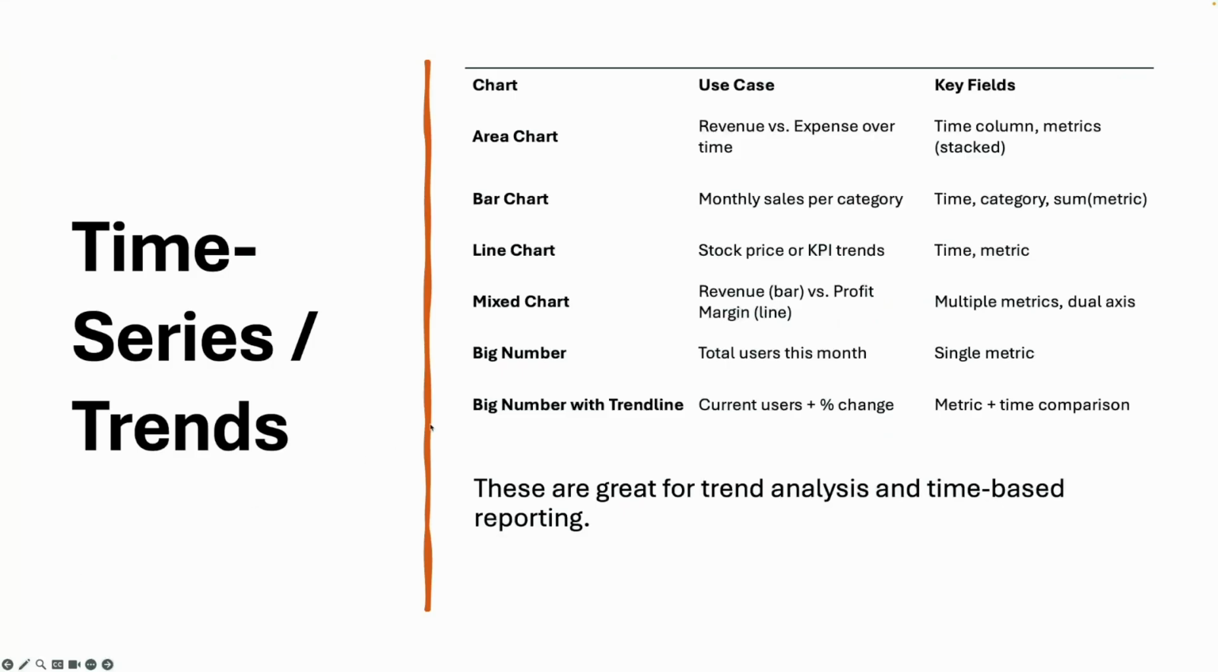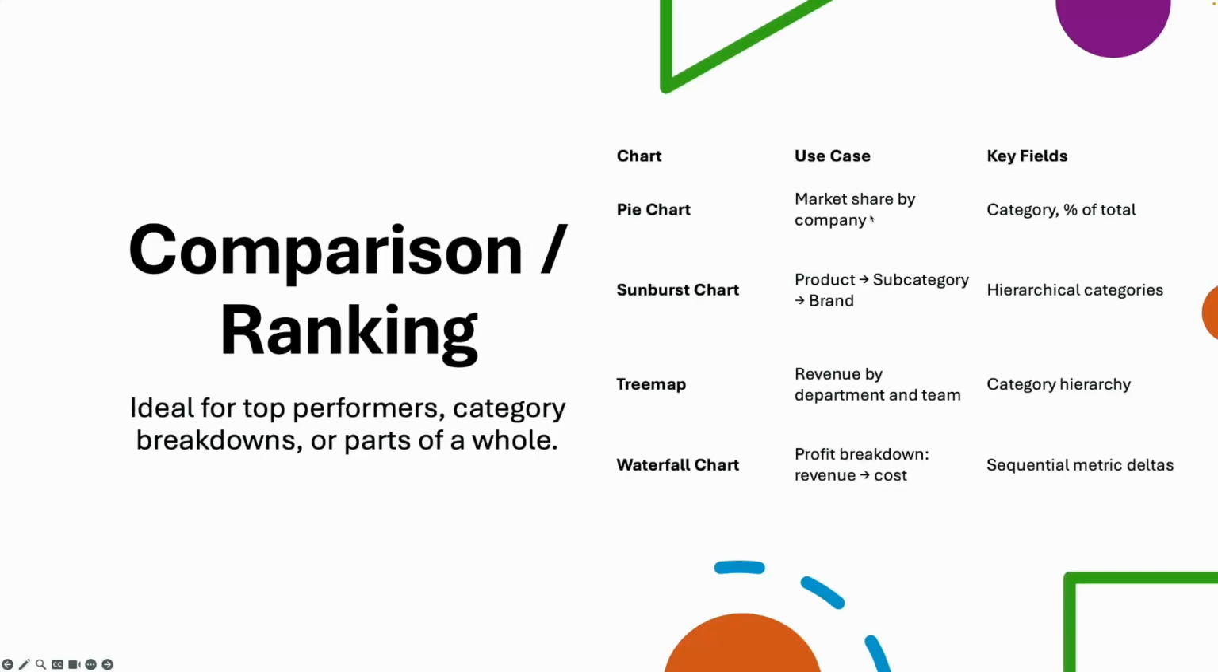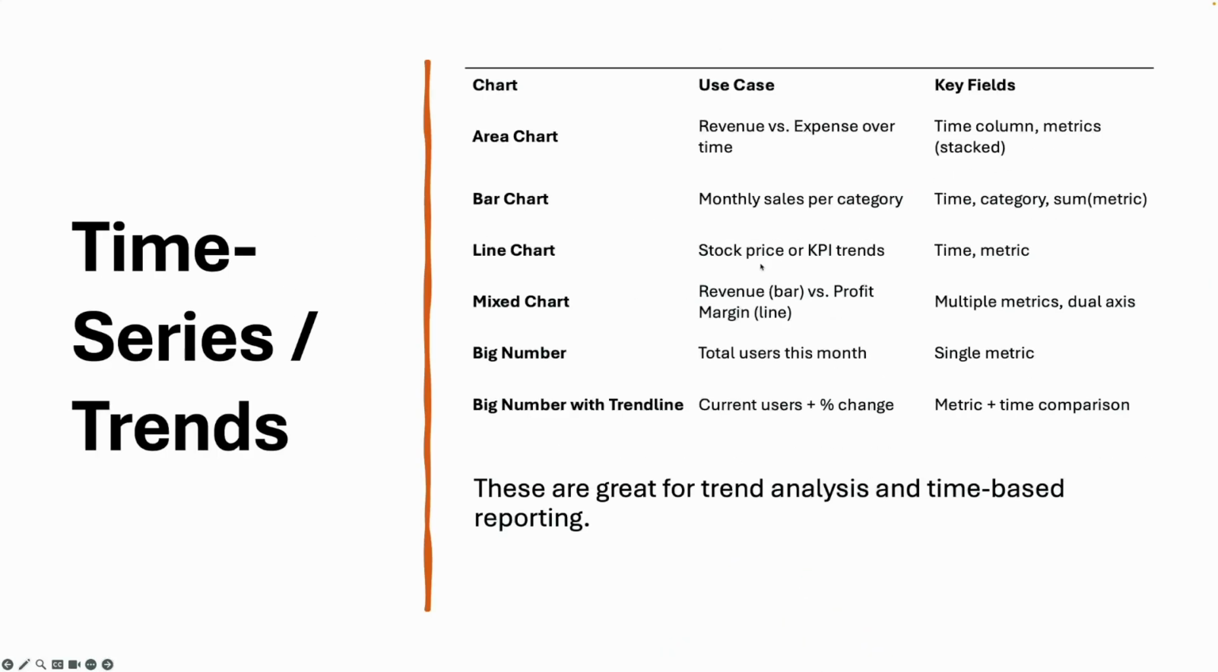So we have time series and trends. There are 6 charts in time series: area chart, bar chart, line chart, mixed charts, big number with trend. The area chart we use for comparison, for example, revenue versus expenses over time. These are the key fields in the area chart. Let's discuss one by one. So let's talk about the area chart first.